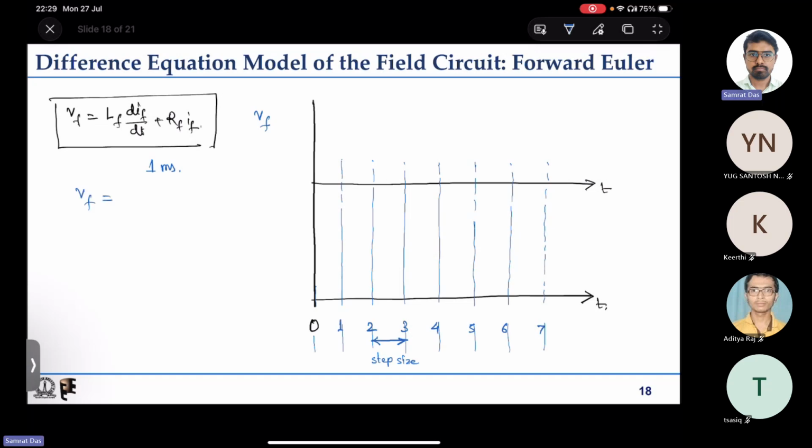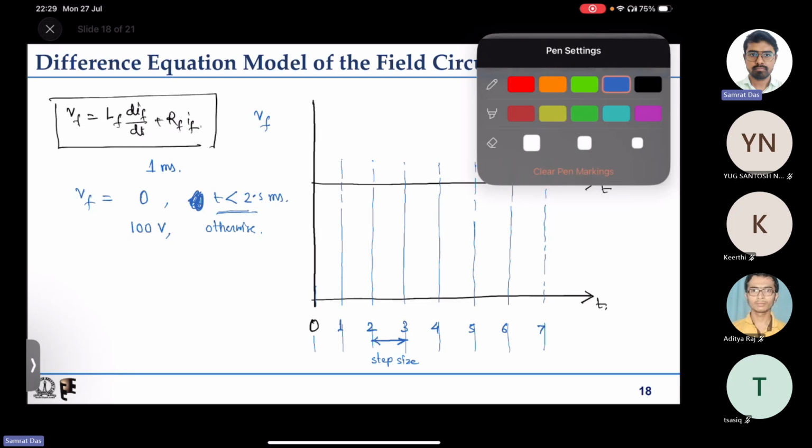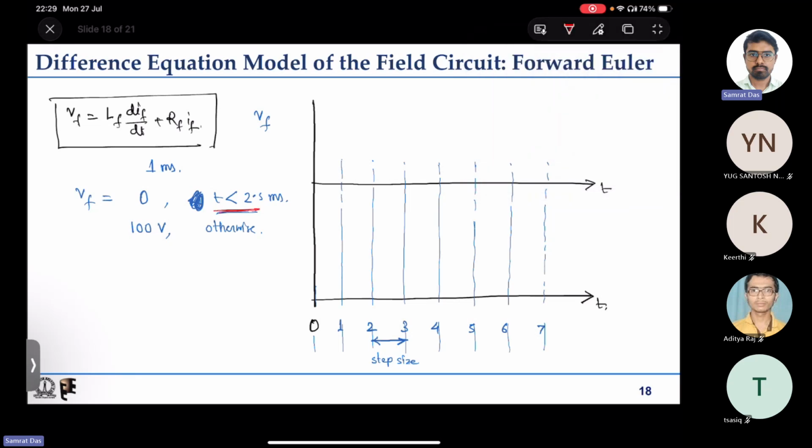Vf equal to 0 when time is less than 2.5 millisecond, and it increases to say 100 volt otherwise. So when the computer assigns the Vf values, how will it do? At t equal to 0, we are still in the first condition, time is less than 2.5, so the Vf is 0.